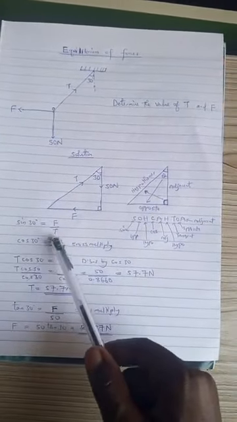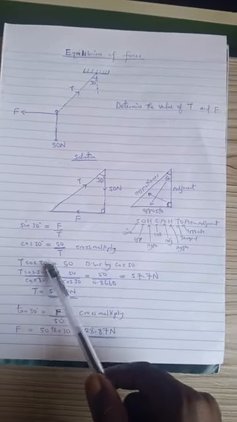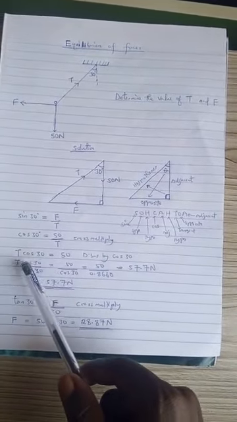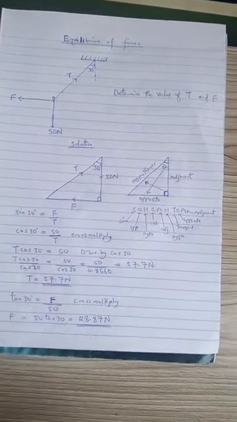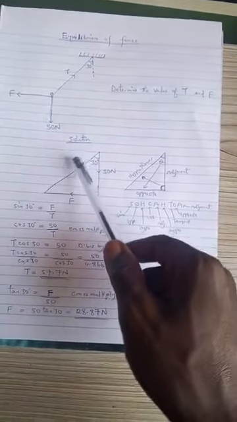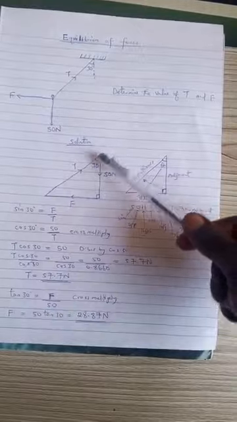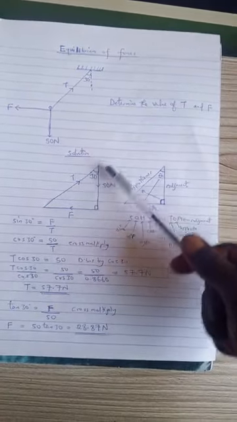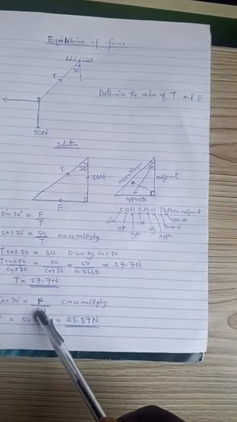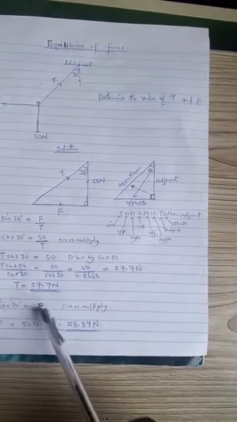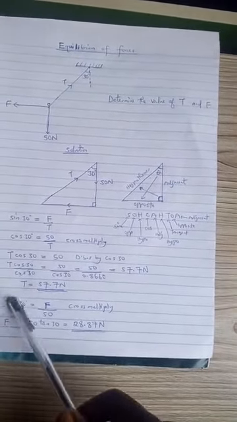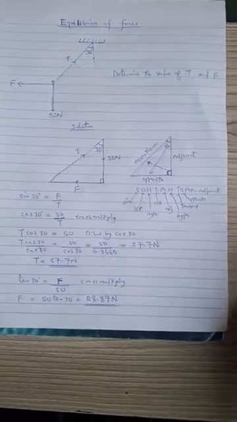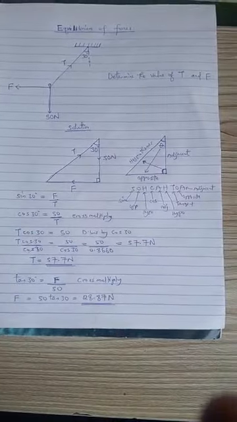We cross multiplied. We have T multiplied by cos 30, T cos 30 equals 50. Now since T is what we are looking for, we divide both sides by cos 30 and we have this. In order to get our F, I now made use of tan. Tan theta is opposite over adjacent, and we know the adjacent side. Now if you cross multiply, F will come down here. 50 multiplied by tan 30 will give us 28.87 Newtons. So with this, you have solved the question. Thank you.